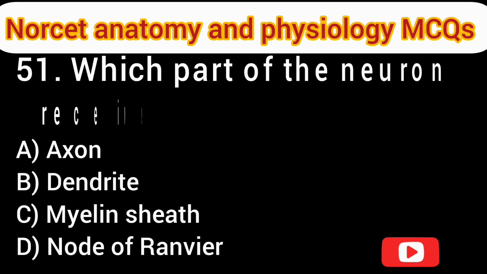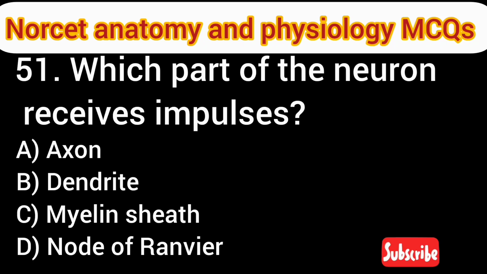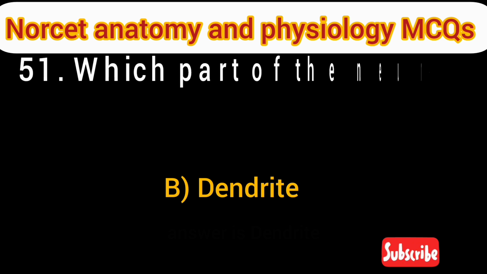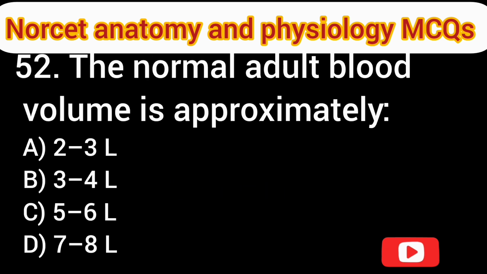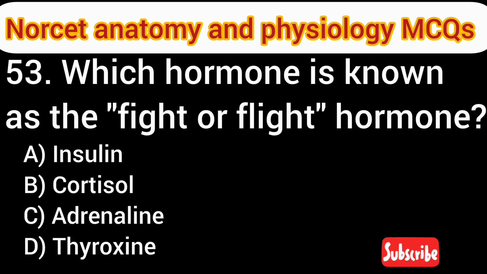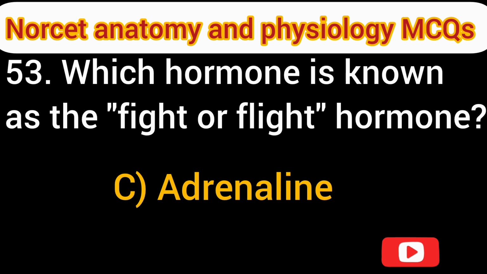Which part of the neuron receives impulses? Answer is dendrite. The normal adult blood volume is approximately. Answer is 5 to 6 L. Which hormone is known as the fight or flight hormone? Adrenaline.